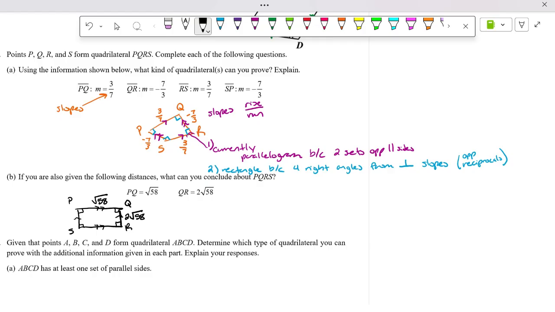Why? Right, the adjacent sides are not congruent. Because the square root of 58 and 2 times the square root of 58 are different numbers. So it stays a rectangle.